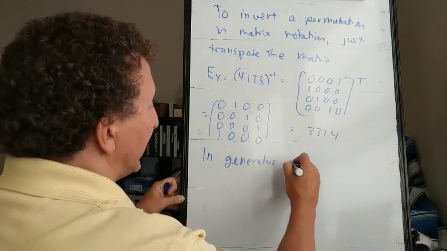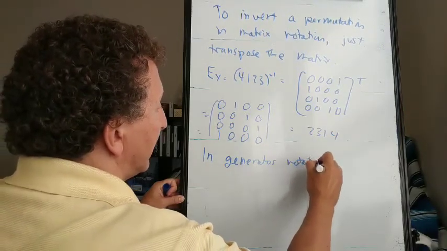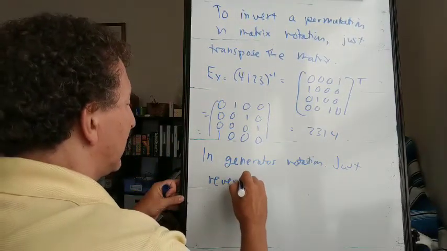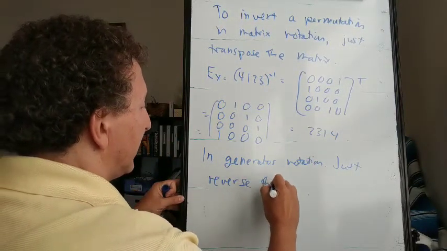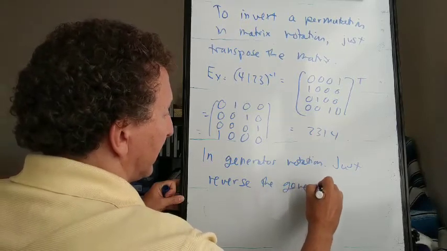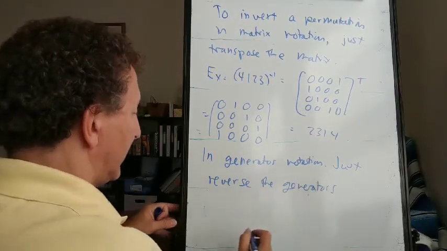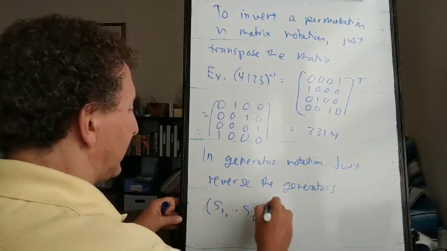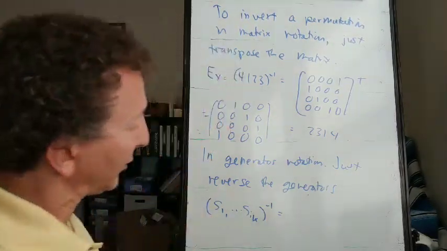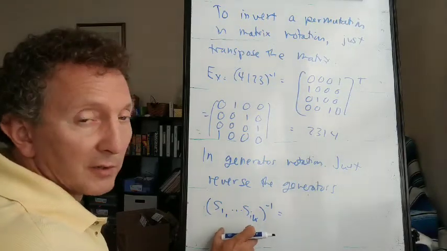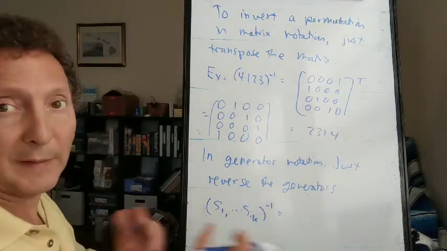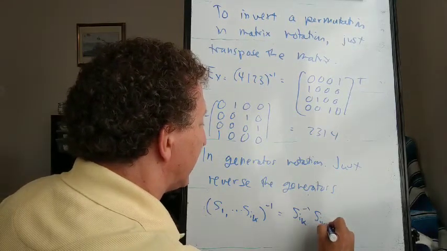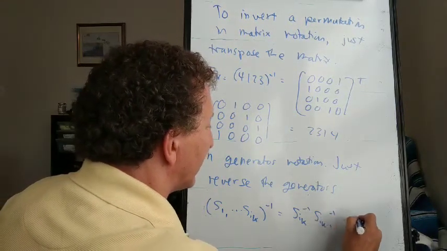In generator notation, just reverse the generators. So S_i1 through S_ik inverse is, now in any group, to invert a product, you just take the product of the inverses, but in the opposite order. S_ik inverse, S_i(k-1) inverse, etc.